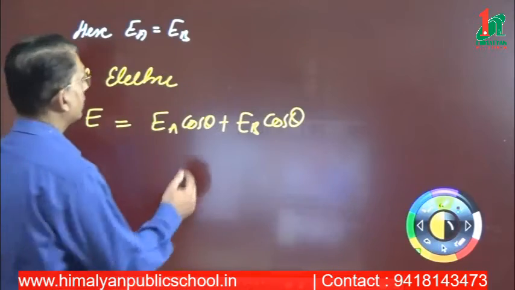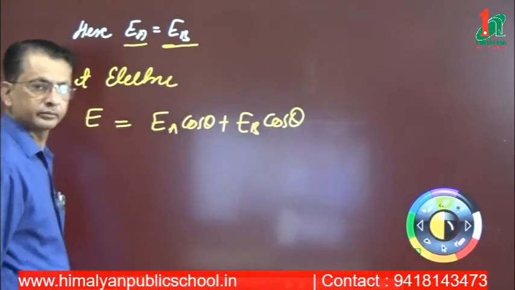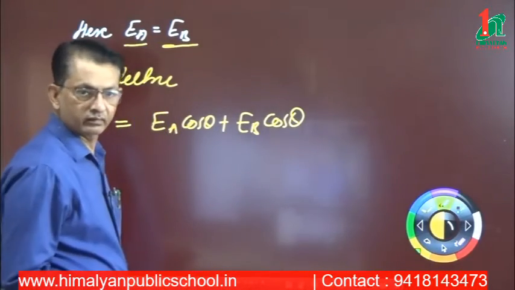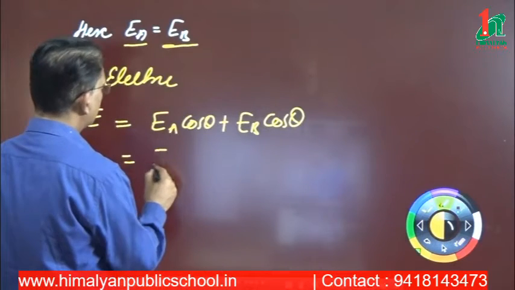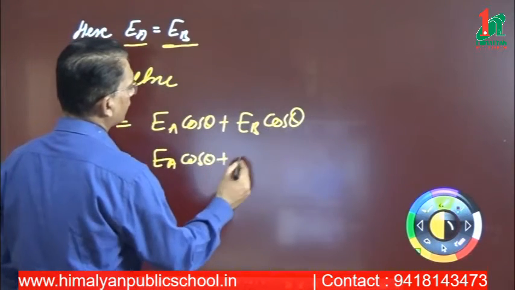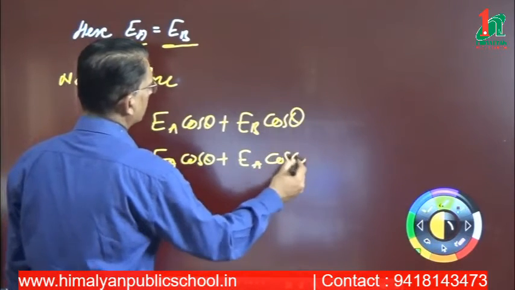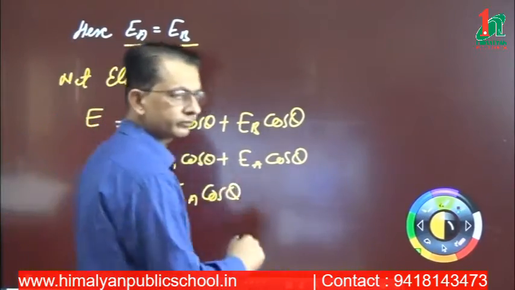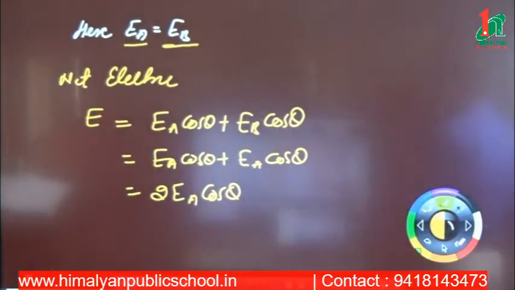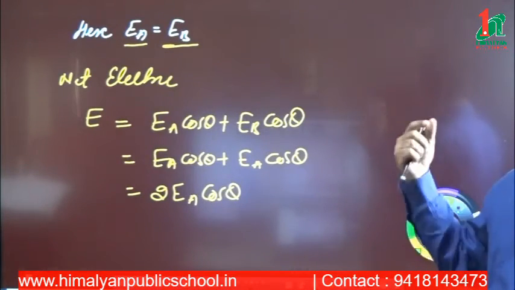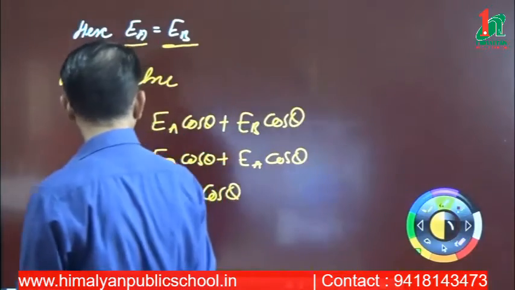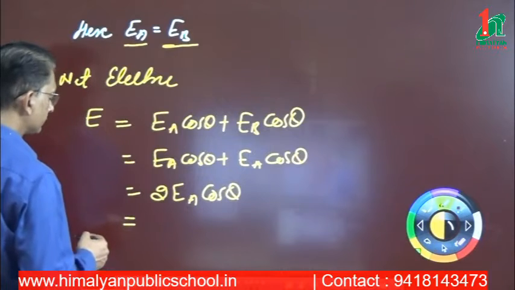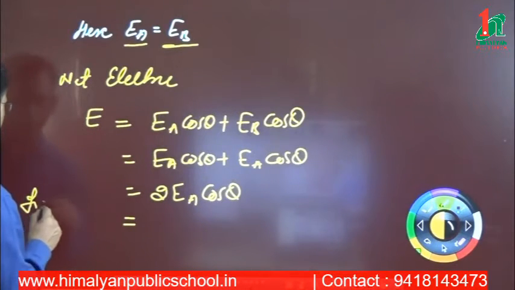Okay, but EA is equal to EB, so in place of EB we can write EA. Both are equal, so EA cos theta plus EA cos theta, therefore it is 2 EA cos theta. Now take the value of EA from equation 2.